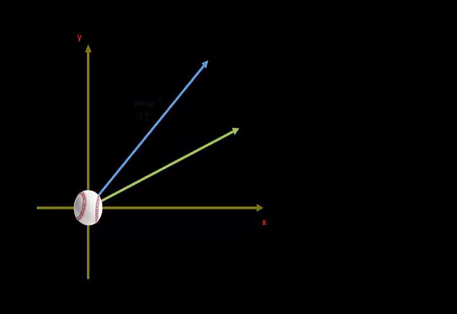Vector number 1 is pulling it 7 units in the direction of the positive x-axis and 7 units in the direction of the positive y-axis. The second vector pulls it 10 units towards the positive x and 4 units in the direction of the positive y.